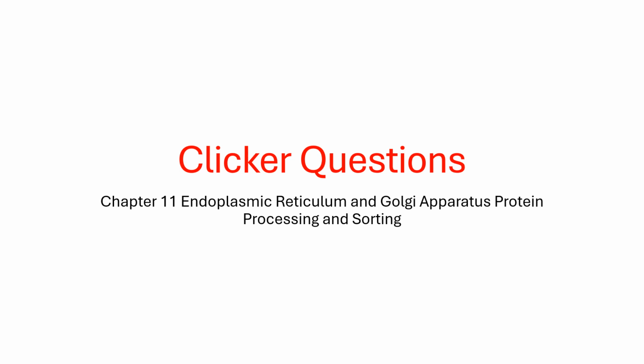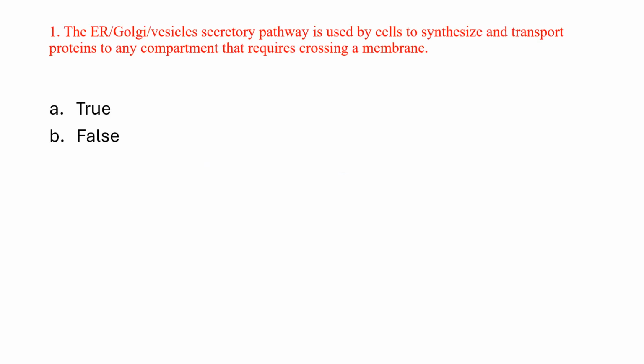Chapter 11, Clicker Questions for Endoplasmic Reticulum and Golgi apparatus protein processing and sorting. The endoplasmic reticulum, Golgi, and vesicle secretory pathway is used by cells to synthesize and transfer proteins to any compartment that requires crossing a membrane. This is false. Other than proteins, the Golgi and vesicle secretory pathway is also very important in lipid metabolism, as well as storage for calcium ions.